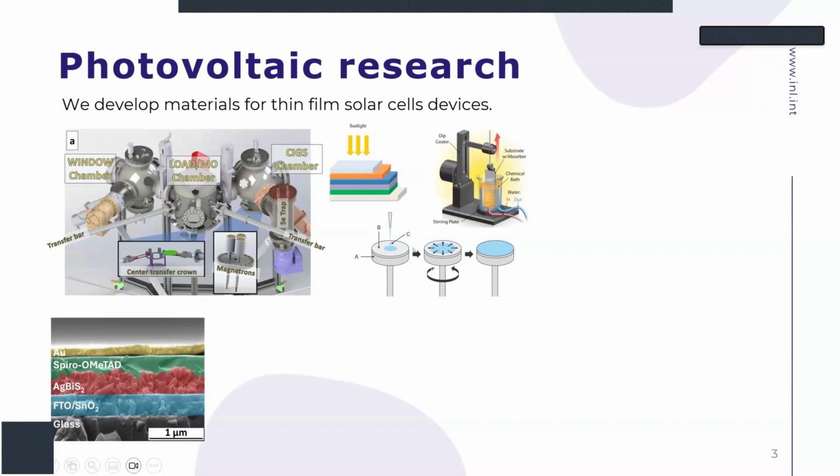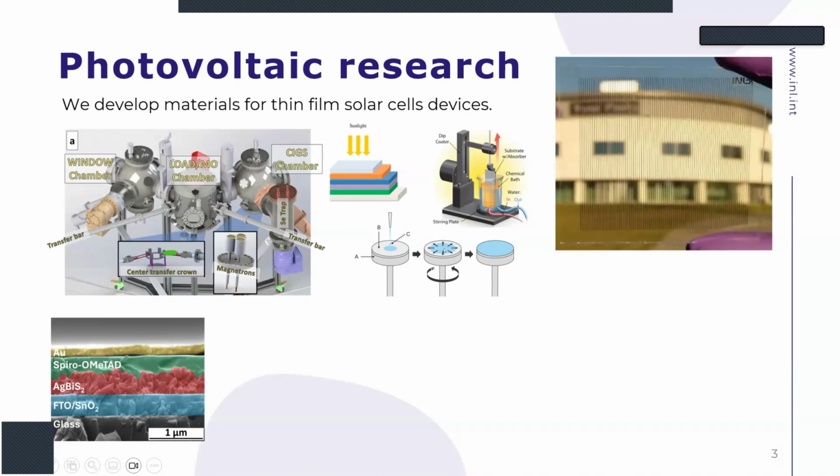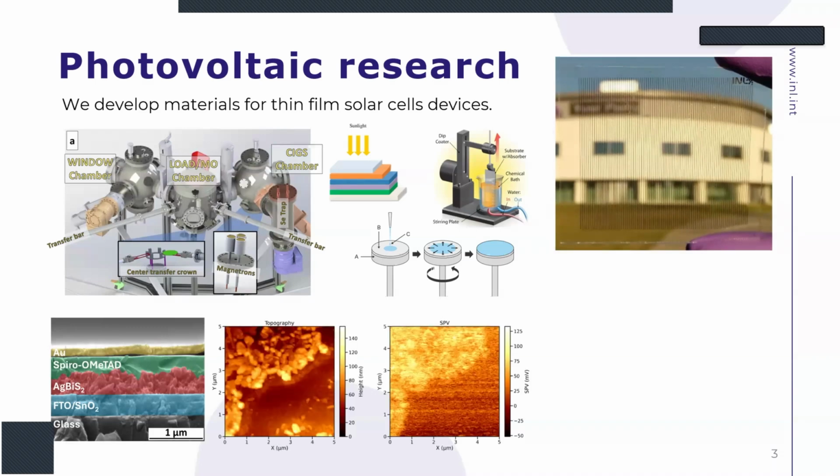We also do it in the solution way. So, for example, chemical bath deposition, spin coating, etc. And we do applications like this one where every line of this is a solar cell. So we can have semi-transparent solar cells, so the light can go through, but we can get energy out of it.